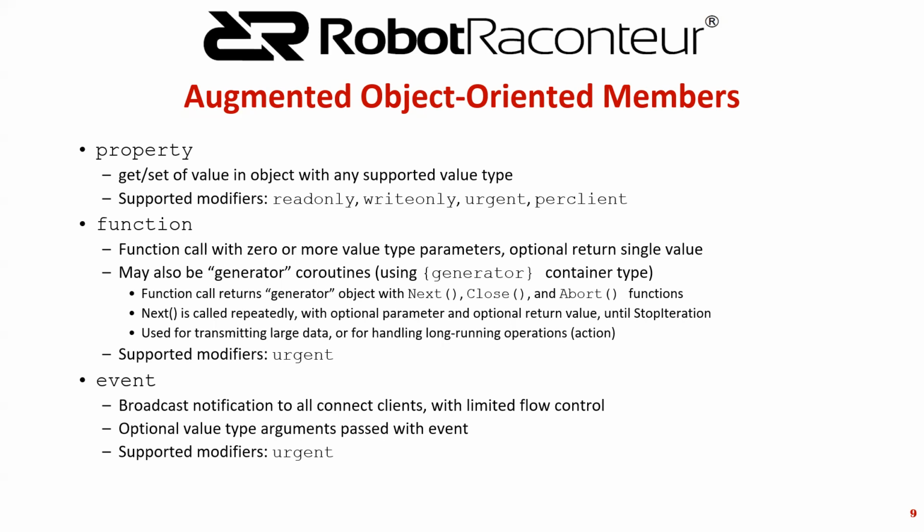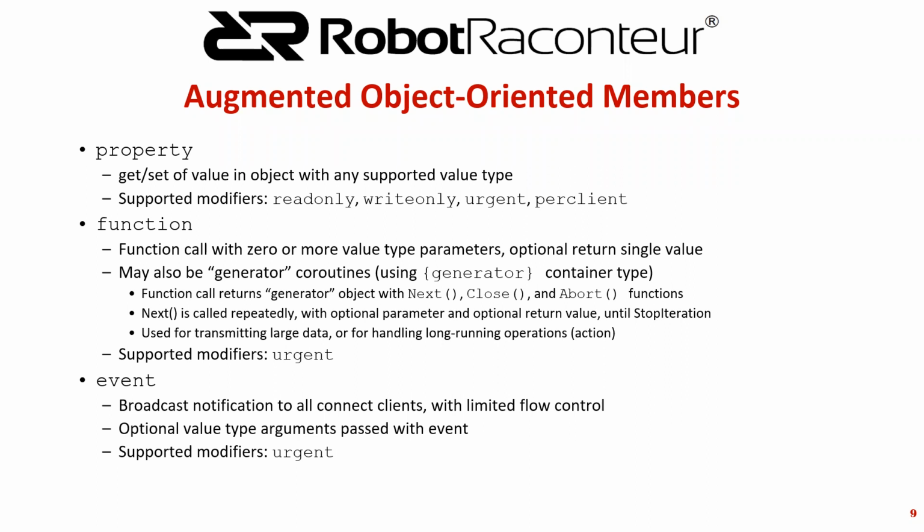And this next can either have a return value or have a parameter sent to next. This provides a way to have a very simple coroutine. It is used primarily for transmitting large data, where you may have a large file which is too big for the limit of the transport, which is usually around 10 megabytes per message. Or if you have a long running operation like an action, you'd use a generator.